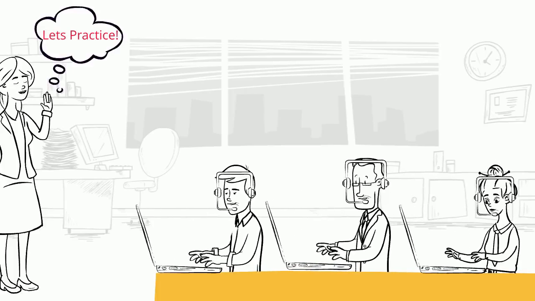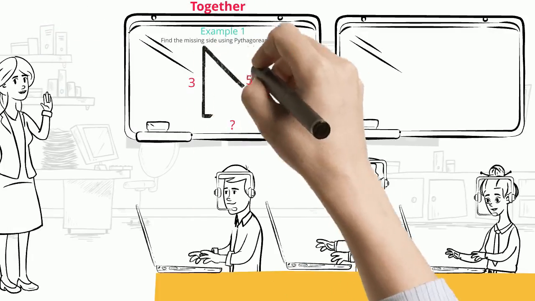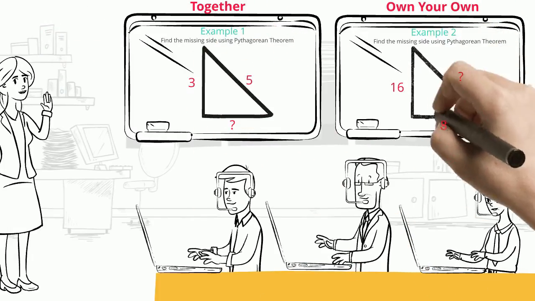Let's practice, guys. There's going to be 2 problems given. One we're going to do together, one you're going to do on your own. So we're finding the missing side given 3, question mark, and 5. And let's dive right into those steps.